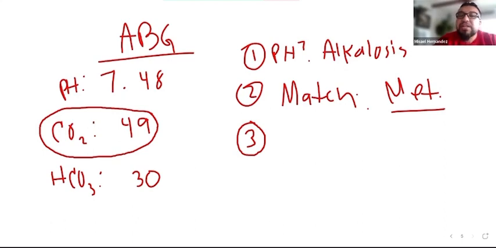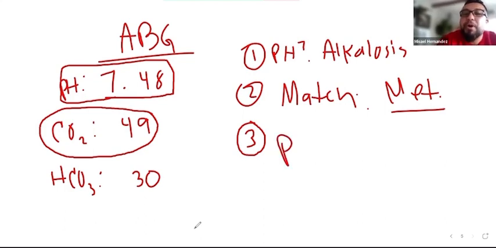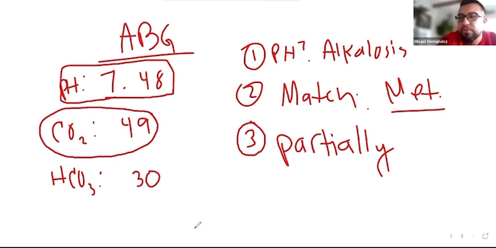This is known as a compensatory mechanism. The body's trying to fix it. But did it fix it? Did the pH go back to normal? No, it's still out of whack. So this is called partially compensated metabolic alkalosis, because it hasn't fixed it all the way. That's the compensation part.